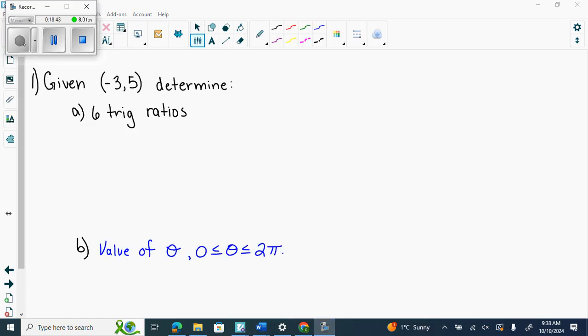So the first question I'm giving you: given (-3, 5), determine the 6 trig ratios and the value of theta when theta is between 0 and 2 pi. If you give me an answer in degrees, how many marks do you get? Zero, because it's in radians.